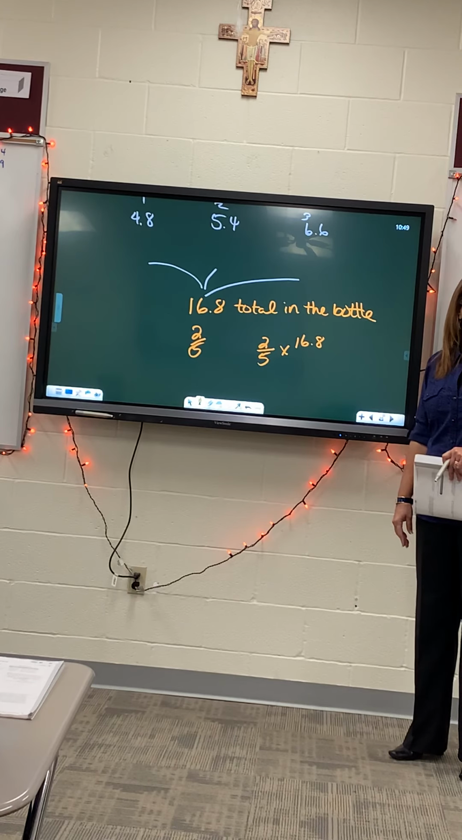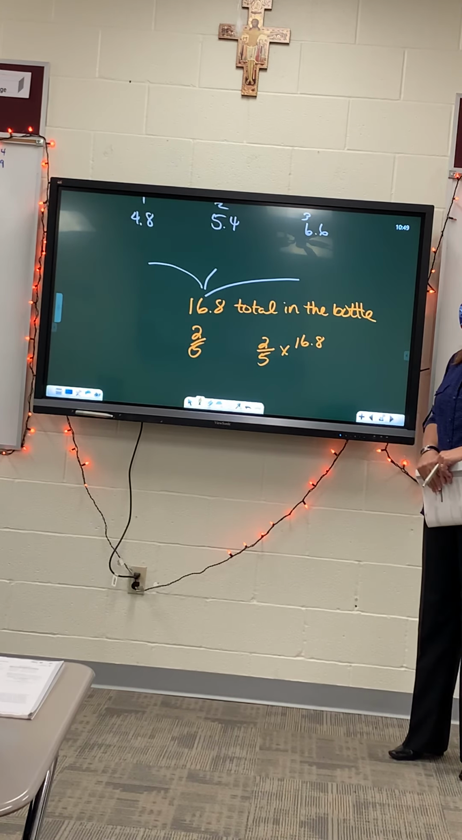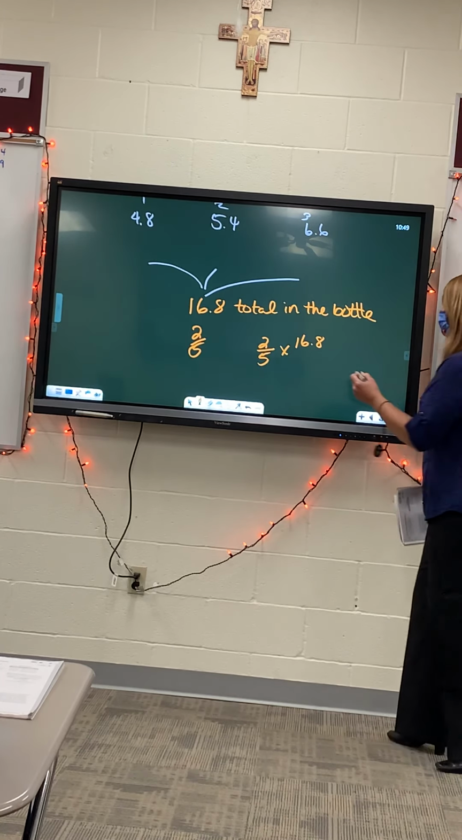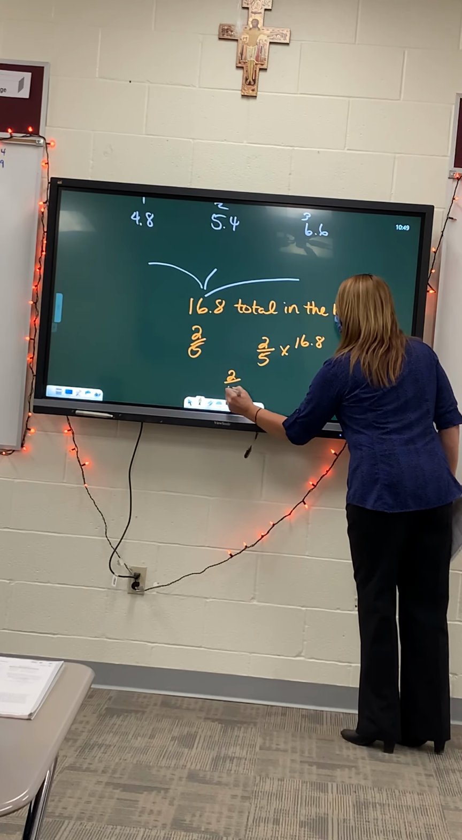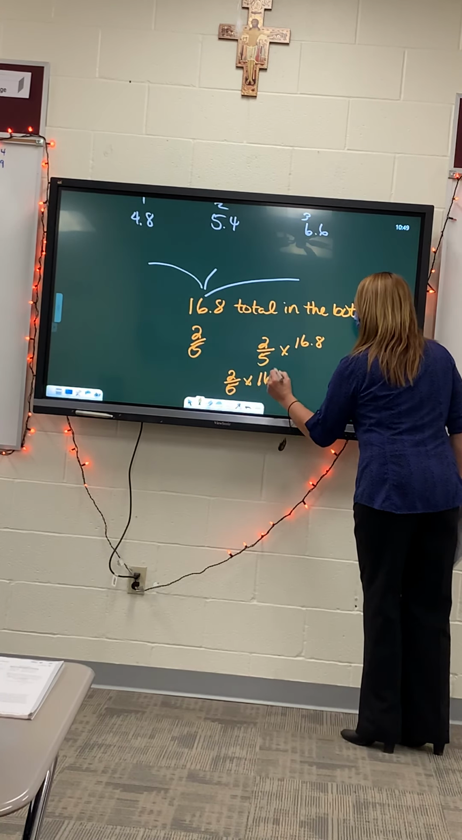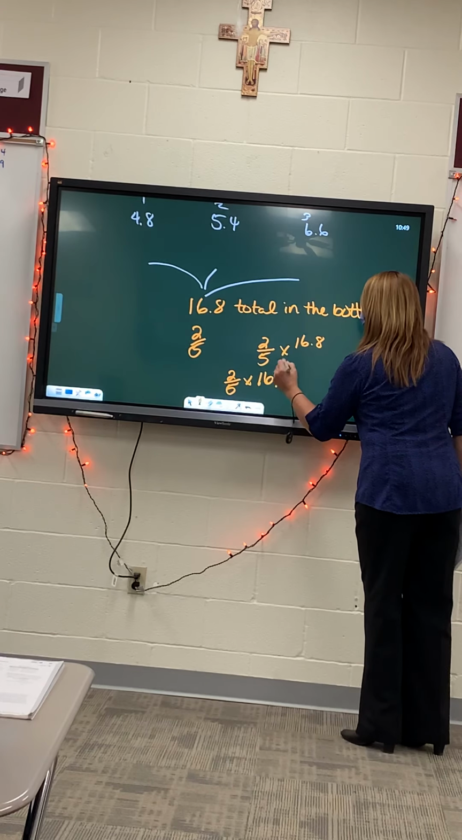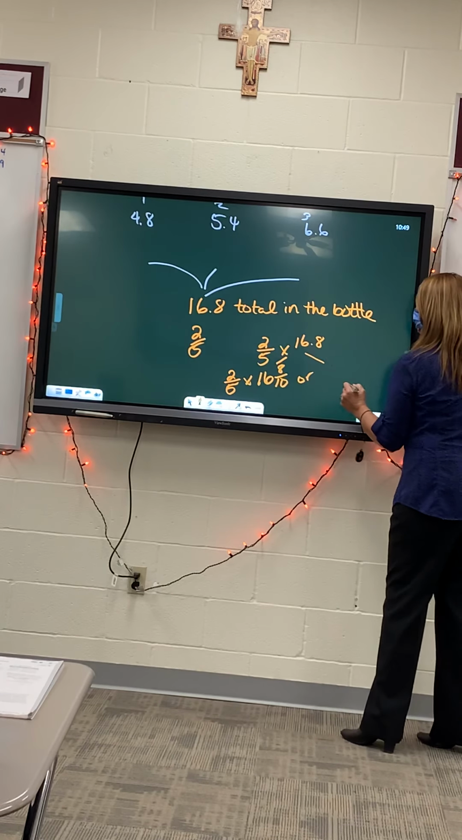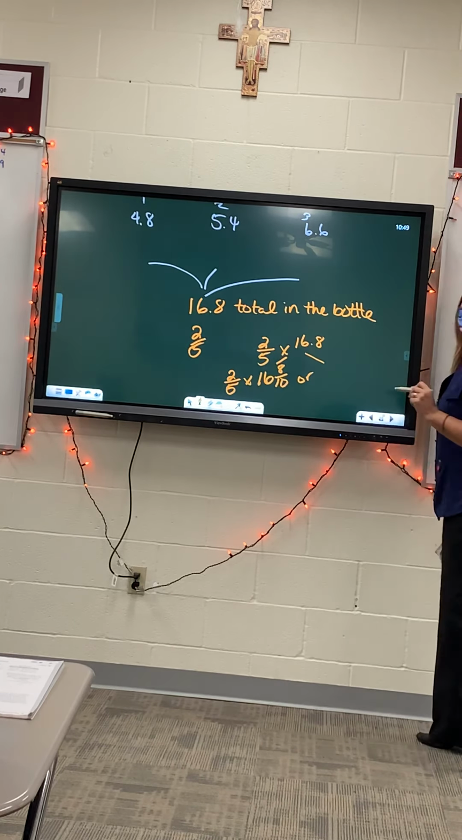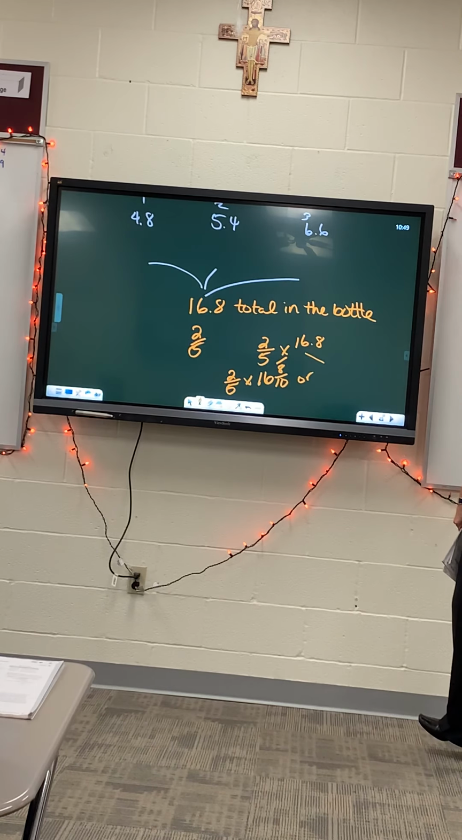What's one way, Jackson? One way is you make 16.8 a fraction. Another way is you, well, there's another way I'm not saying. Oh, okay, make 2/5 a decimal. You know what 2/5 is as a decimal? Do you remember how to change a fraction to a decimal? It's 4 tenths. It is. There's many ways to do that as well, and we will get to all of that.